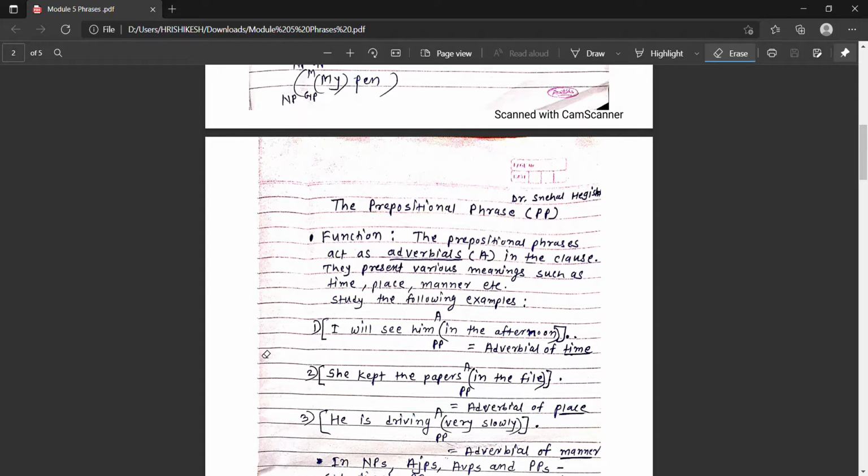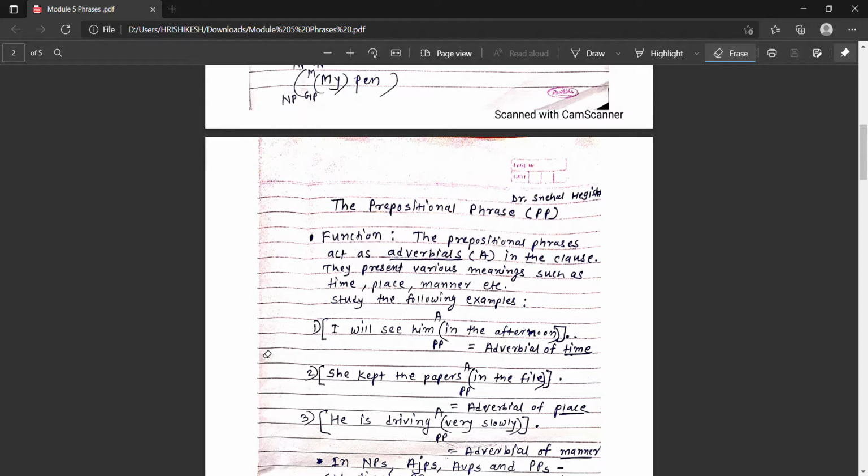I will see him in the afternoon. It shows you time. In the second example, in the file shows you place. So prepositional phrases function as an adverbial.